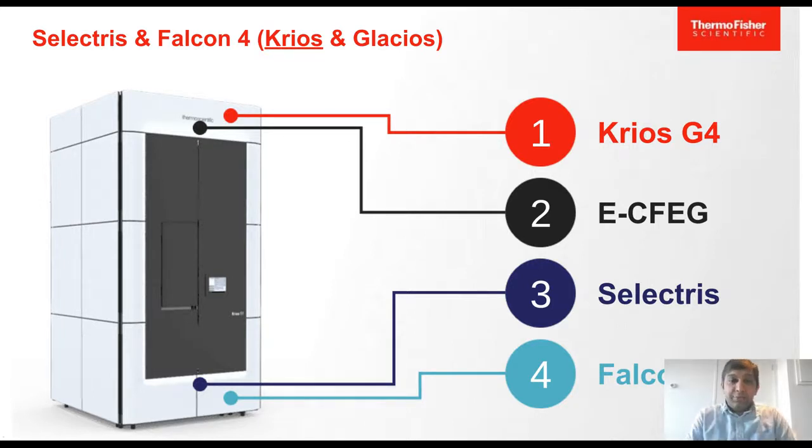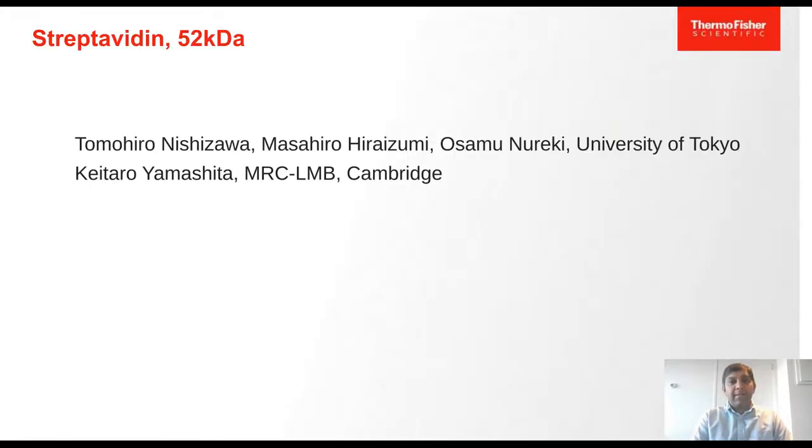So what I'm going to do now is spend a few minutes on Cryos first, and then go on to talk about Glacios, Selectris, and Falcon 4 as well. So first, as Mark Strom said earlier, the power of 4, that's a Cryos G4, the CFEG, Selectris, and Falcon 4. Here, what we did was, around the end of last year, in December, we did this very nice project.